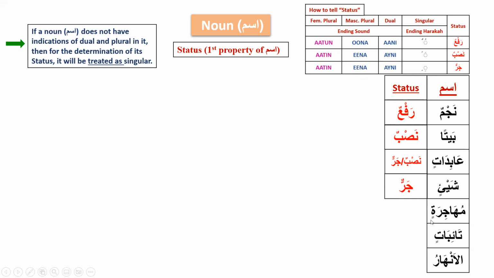It's muhajiratin. Did you hear the atin sound, Taymiyah? I say it again, muhajiratin. No, so there is no atin sound. So is it feminine plural? Yes or no? No. So we will treat it as what? Singular. So we will apply the rules of singular. So what is the status then? Jar. Very good. Good job, Taymiyah.